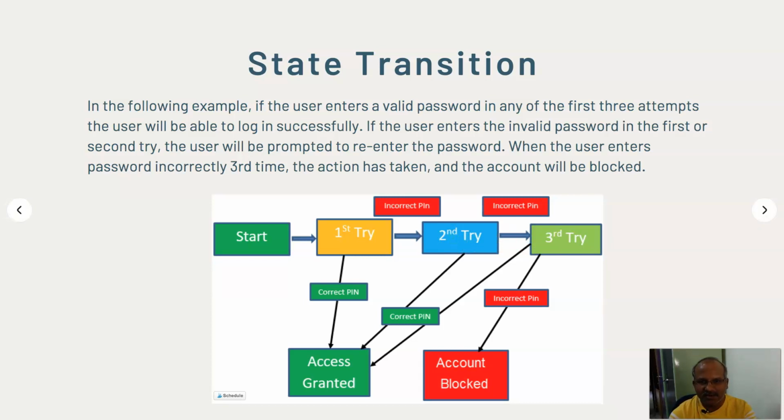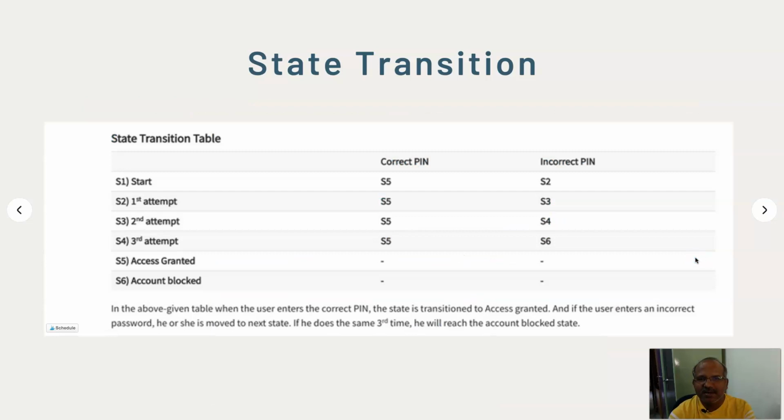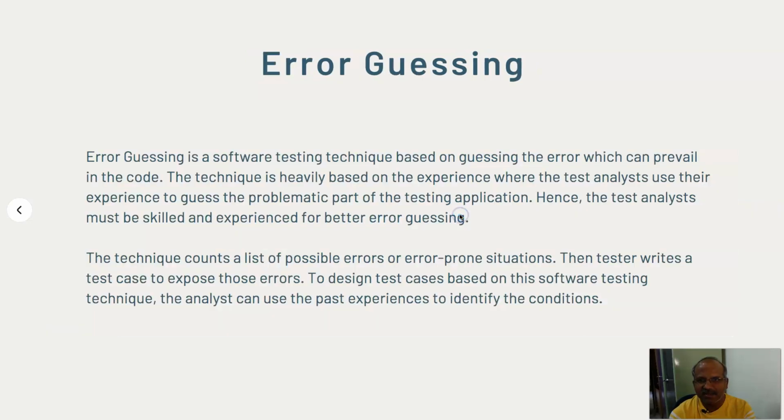So whether the application is in the first try of the PIN number, or the second try, or the third try, the output changes. That's why it's called state transition, right? So this is how it is: first attempt, second attempt, third attempt, access granted, account blocked. So this has become a state transition table. There are more states, right? Which state the application is in, right? So this is how it is.